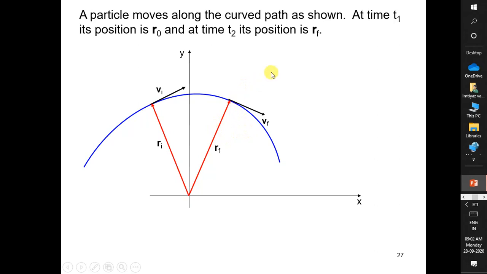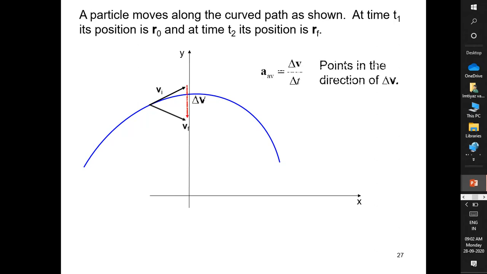So what will happen when the position is Rf? It has a velocity Vf. So see here, now we do the vector addition of Vi and Vf like that. So we will get the value of delta V, and the average acceleration is delta V by delta T, in the direction of delta V.